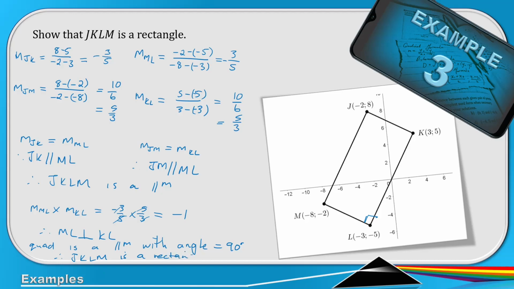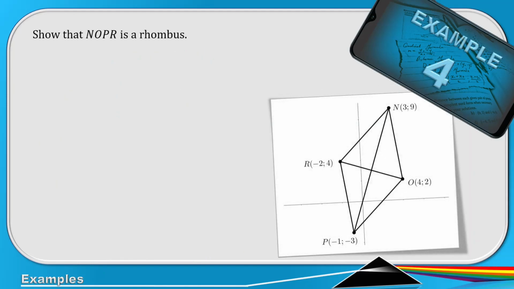And that completes our proof, rectangle. Okay, then we're done with this one. All right, so now for the last one. Show that NOPR is a rhombus.